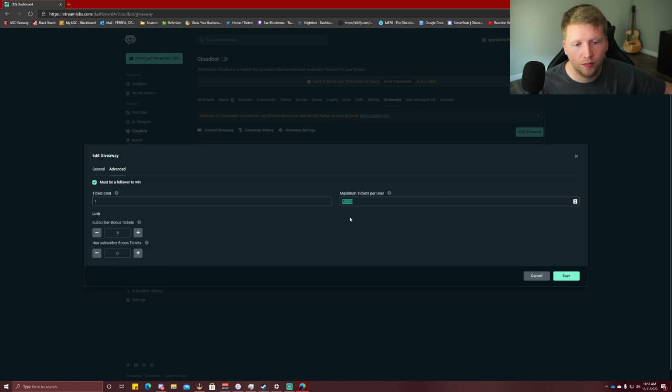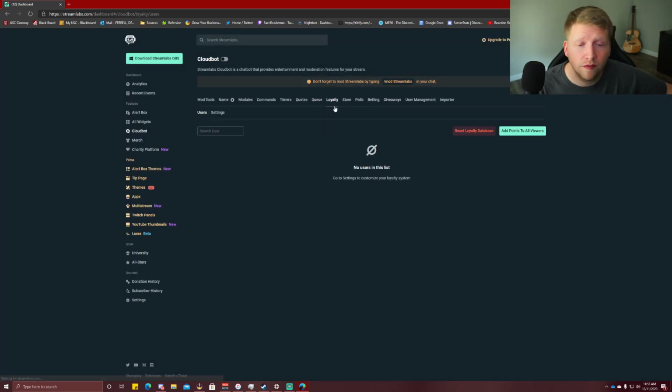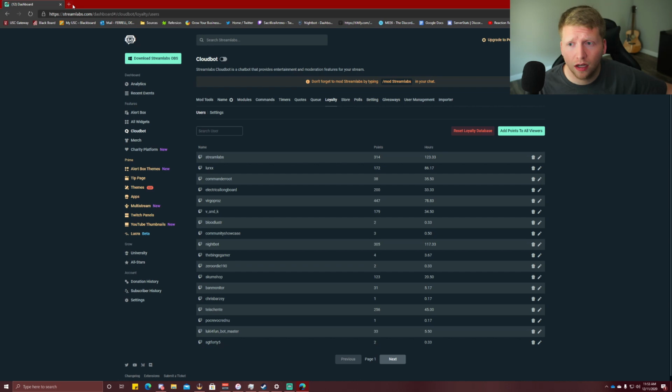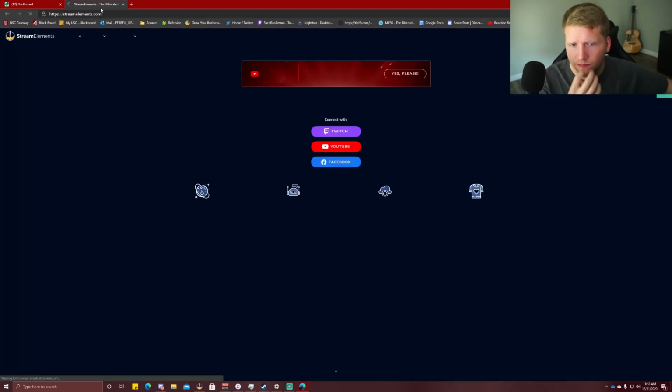And then this is the maximum amount of points or tickets that each person can get. And I did 10,000. I didn't know how many they'd be able to accumulate over the time, but I just did 10,000. You can set it to whatever. But that's just in general how you go through and set up your loyalty points and your giveaway. If you have any questions, I'm more than willing to answer them.